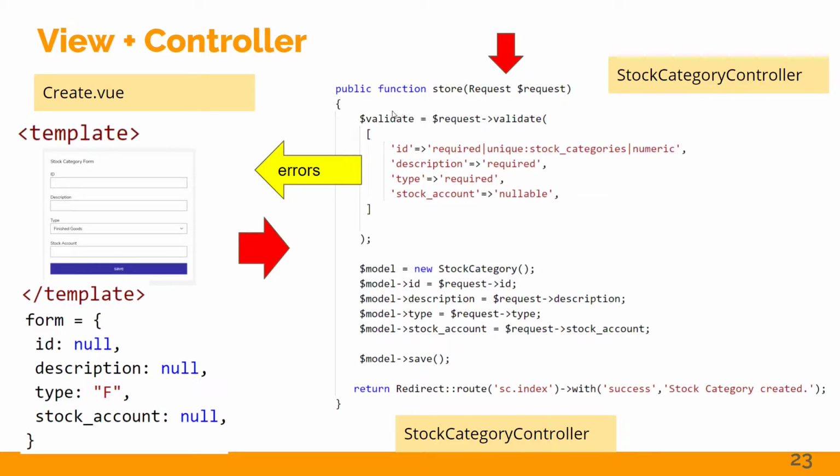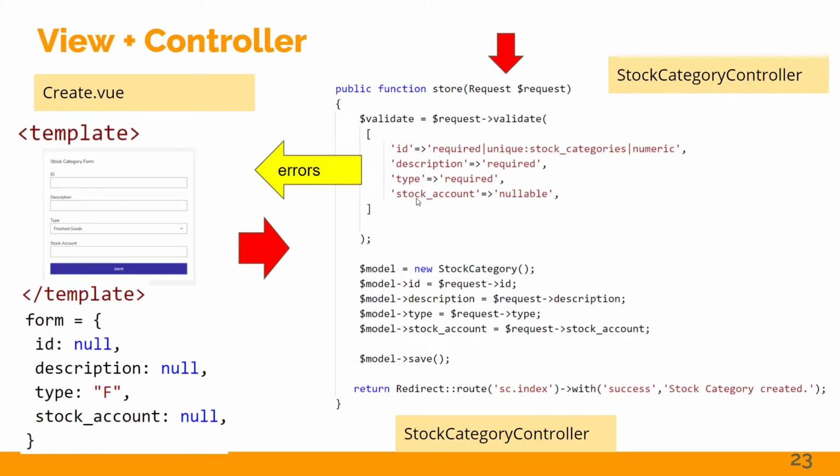And then this is the validation script. If you read it, the ID is required, and at the same time, it should be unique from the stock categories, so no double entry for the primary key, and it should be numeric. So that is our validation rule for the ID. And similarly, if you look at the others, the description and the type are both required, whereas the stock account is nullable, meaning no entry is fine. Okay.